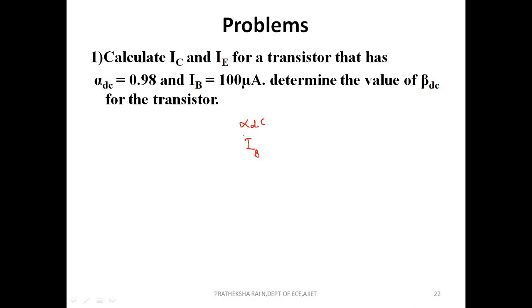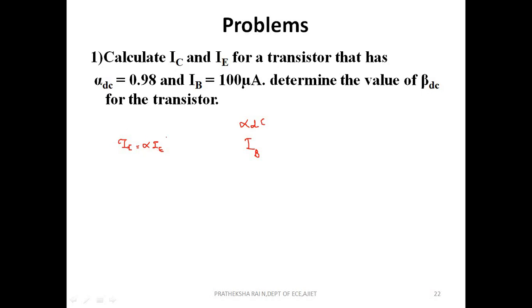So we already know the relation of alpha DC. What is that relation? IC will be equal to alpha DC times IE. From that, can we find IE? Because IC is equal to alpha times IE.